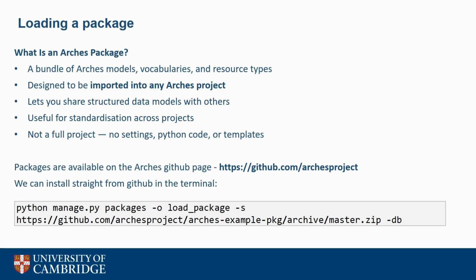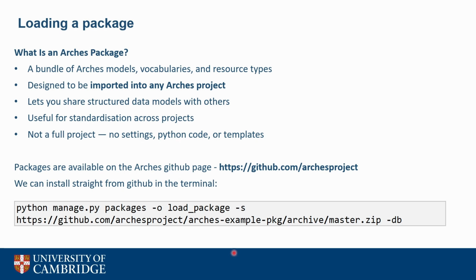Again, I'm saying these things, so you might want to go back to the glossary to see what I'm actually saying. It also includes concepts and controlled vocabularies, search configurations, map layers, optional sample data, quite a lot of stuff. It's important to say that anyone can create, share, or load a package, and Arches provides several packages on their GitHub page. One being the Arches for Science package, another one being Arches for HERs. But for us, we're going to load the Arches example package.